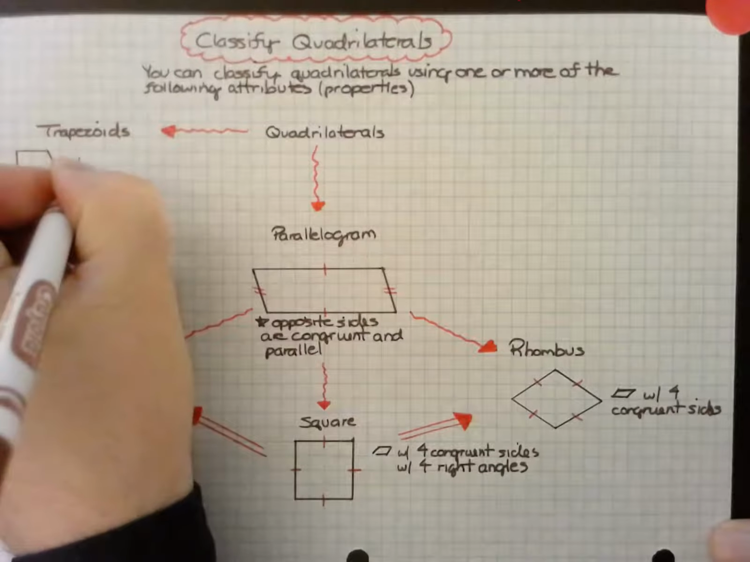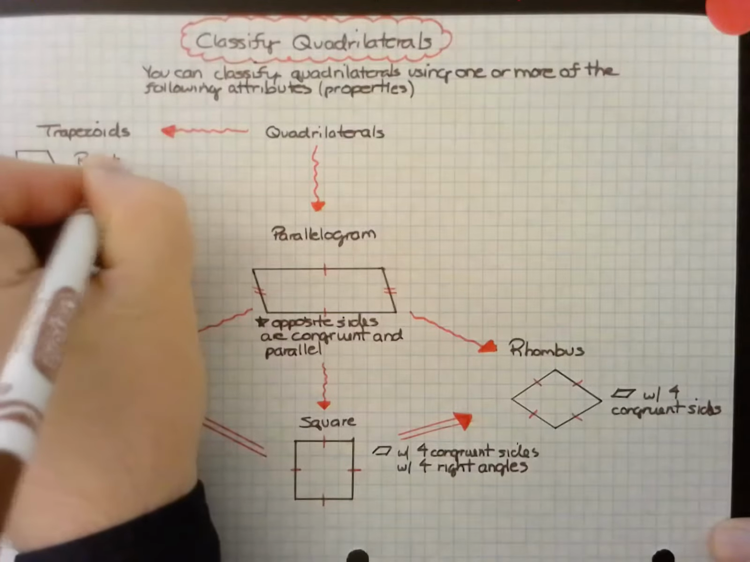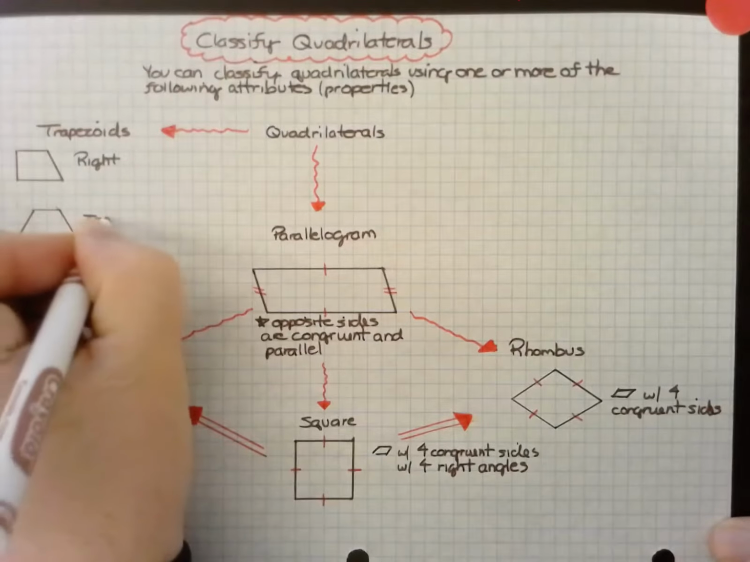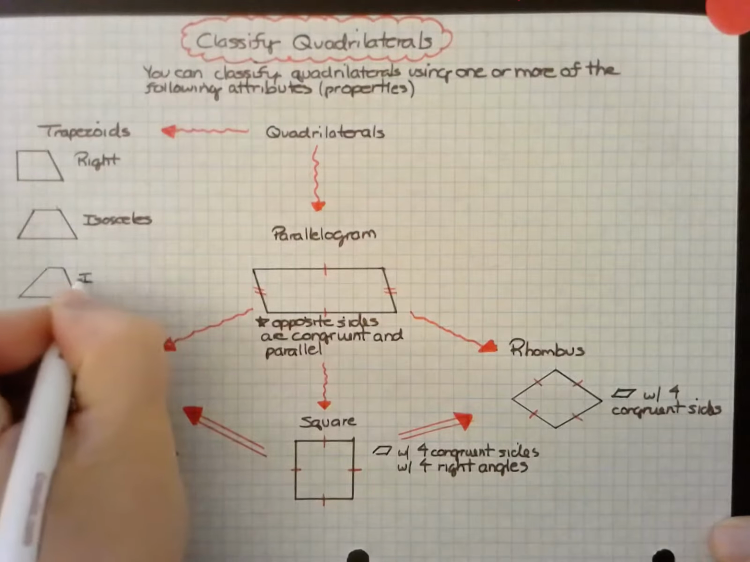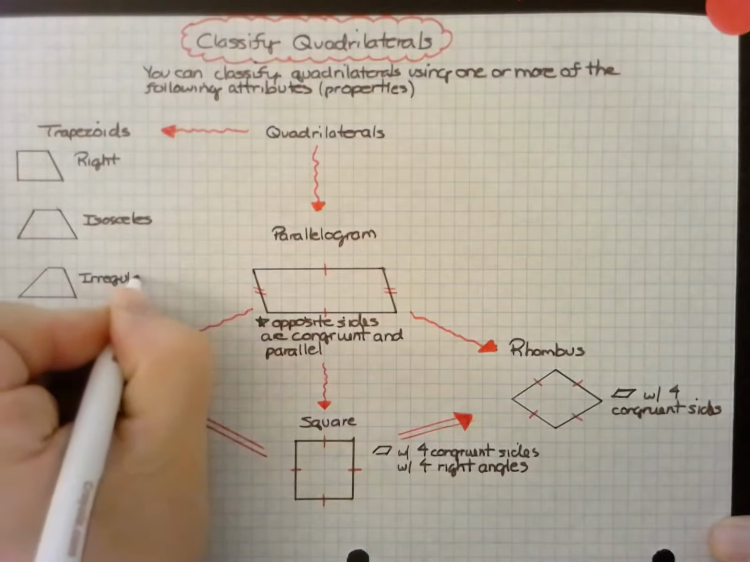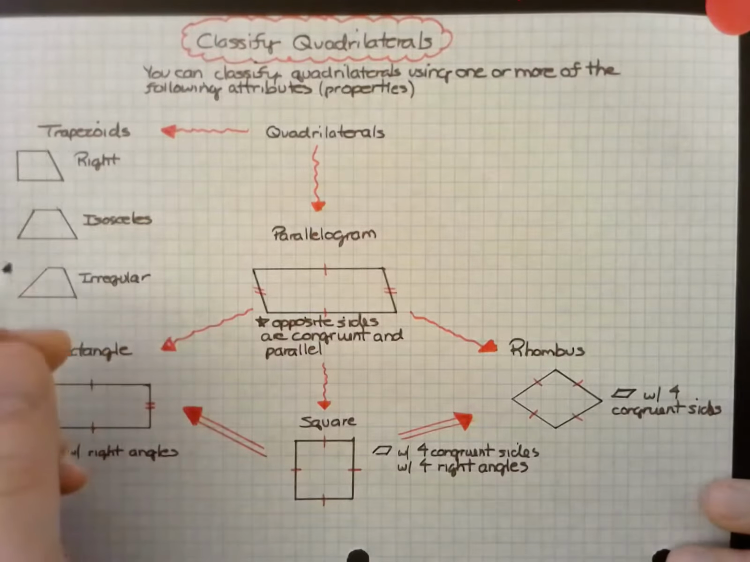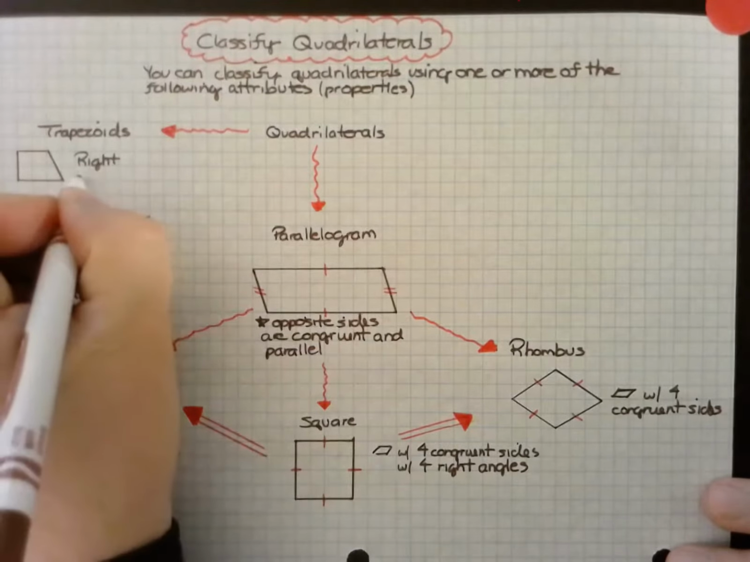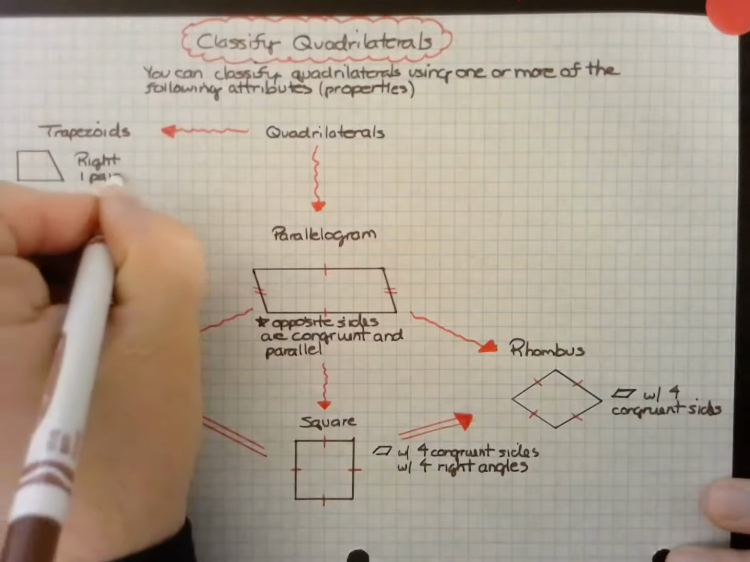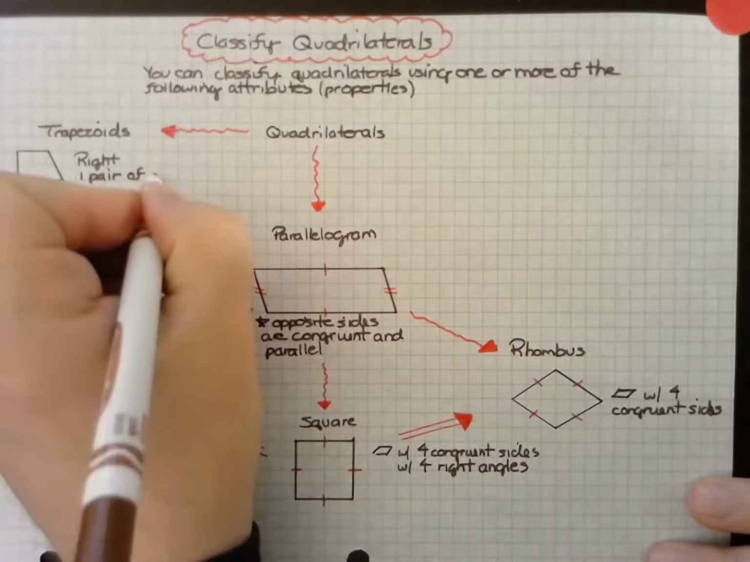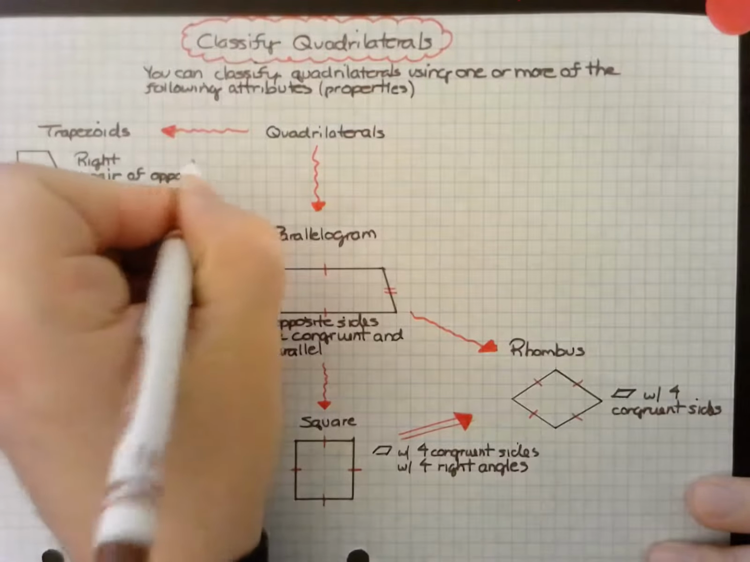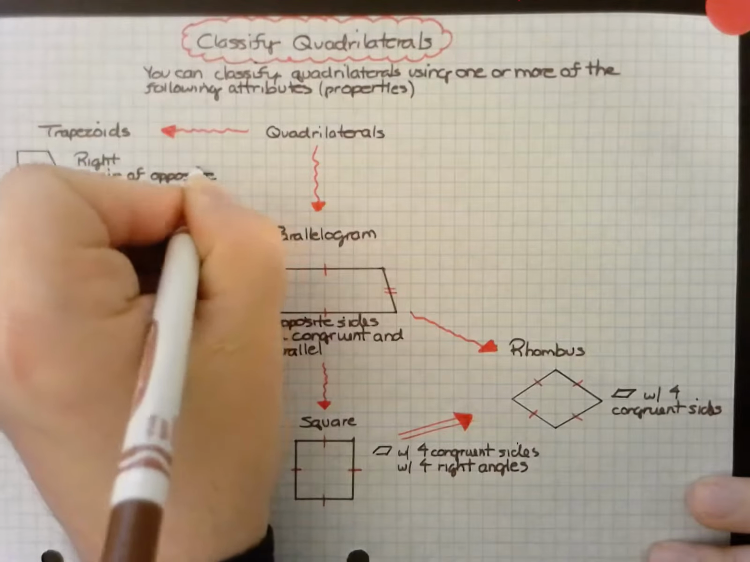So this is right. This is isosceles. And this is irregular, or not regular. A right has one pair of opposite parallel sides.